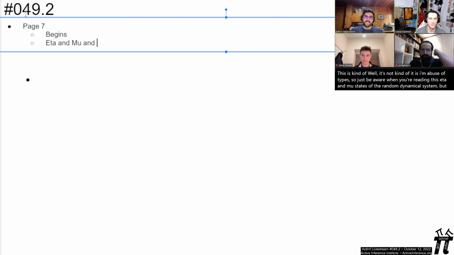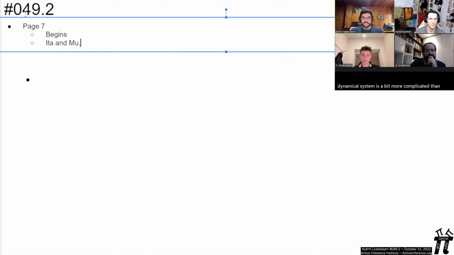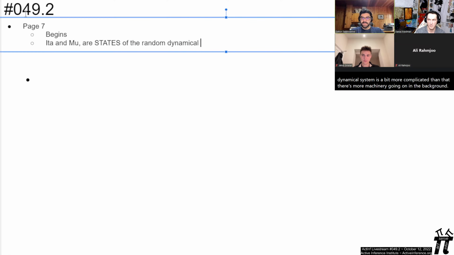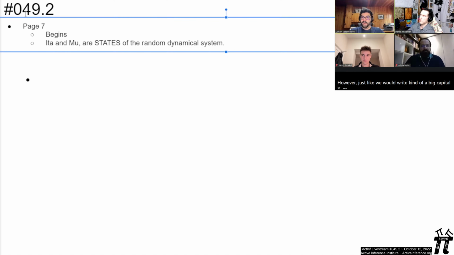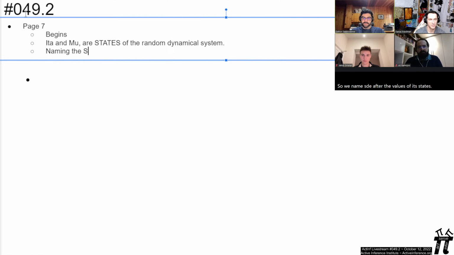But a random dynamical system is a bit more complicated than that. There's more machinery going on in the background. However, just like we would write kind of a big capital X as a random variable, so we name the SDE after the values of its states. We can do the same with the random dynamical system if we wink and nod and remember that that's not quite correct.